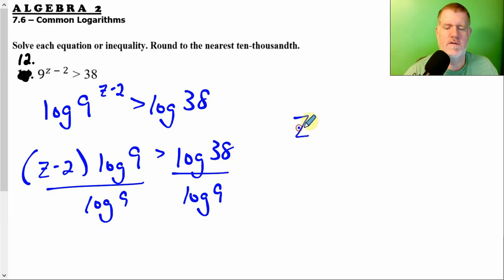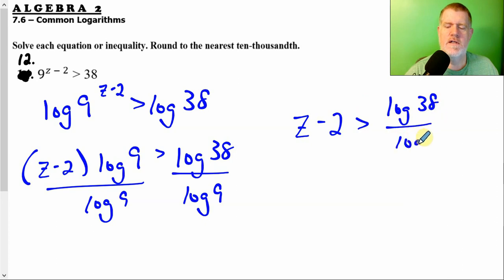So z will equal, whoops, no it's not. It's not an equality, it's not an equation, it's an inequality. Z will be greater. There I go again. I'm thinking before I'm writing. Z minus 2 is greater than the log of 38 divided by the log of 9.